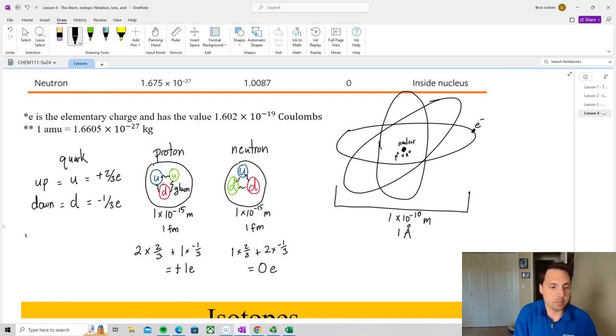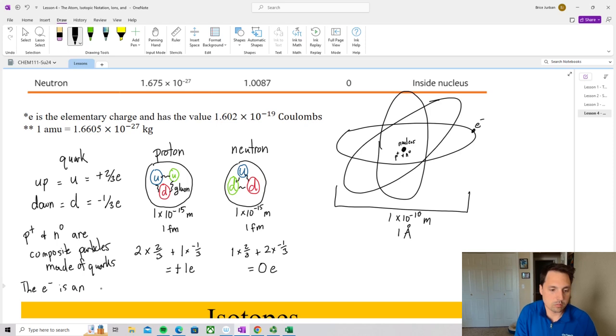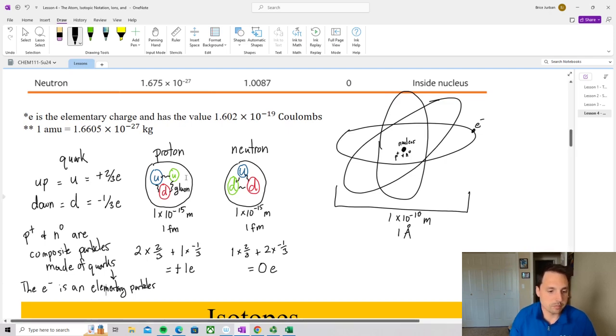And what we can say here is that the proton, which I use the symbol P+, and the neutron, N0 is what I use, these are composite particles. They're made up of quarks. And the electron is an elementary particle. Quarks are also elementary particles.